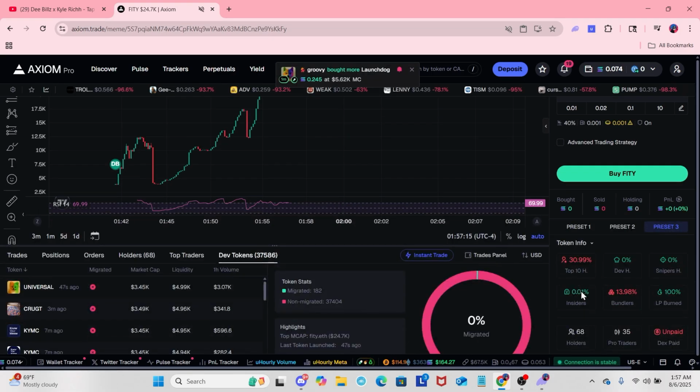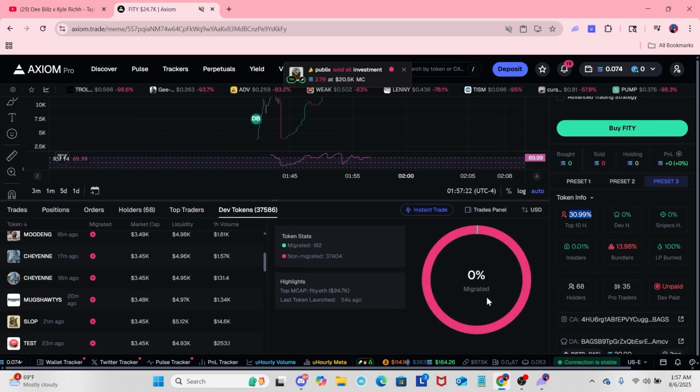Low-key looks like a little bit of a rug. And look, they're holding a lot of percentage. You know what I mean? Actually, I take that back. I don't know why it says 0 migrated.